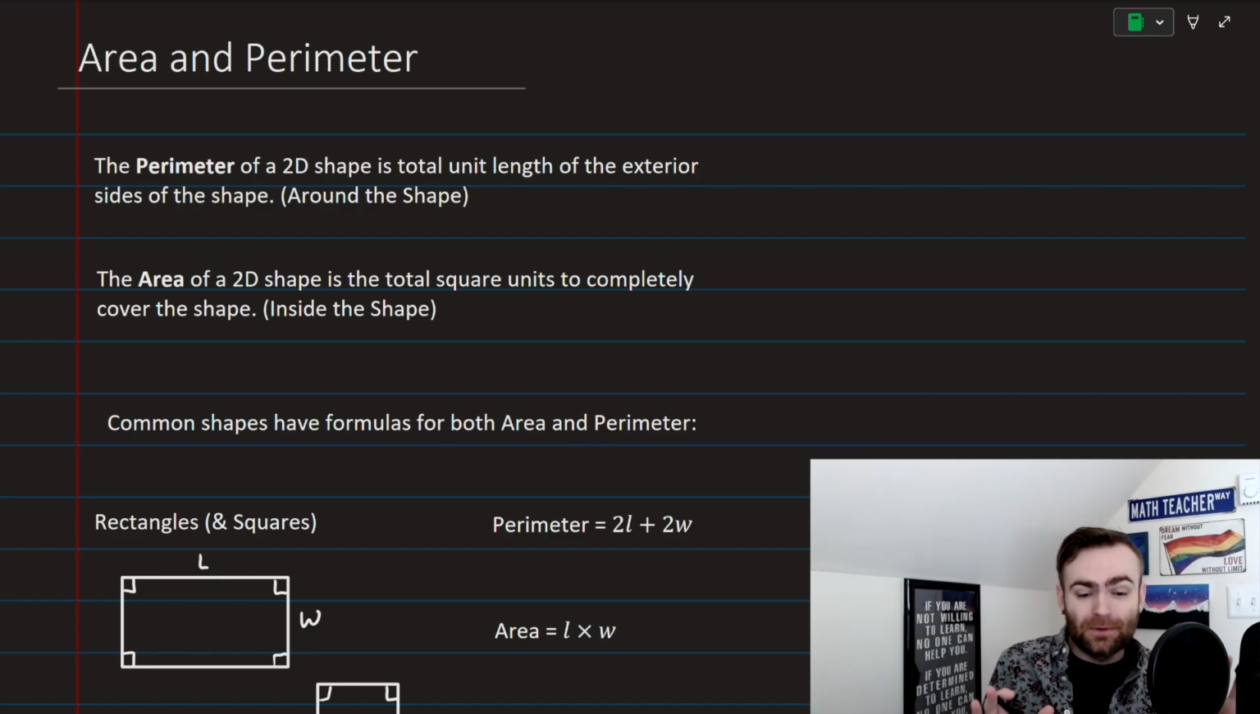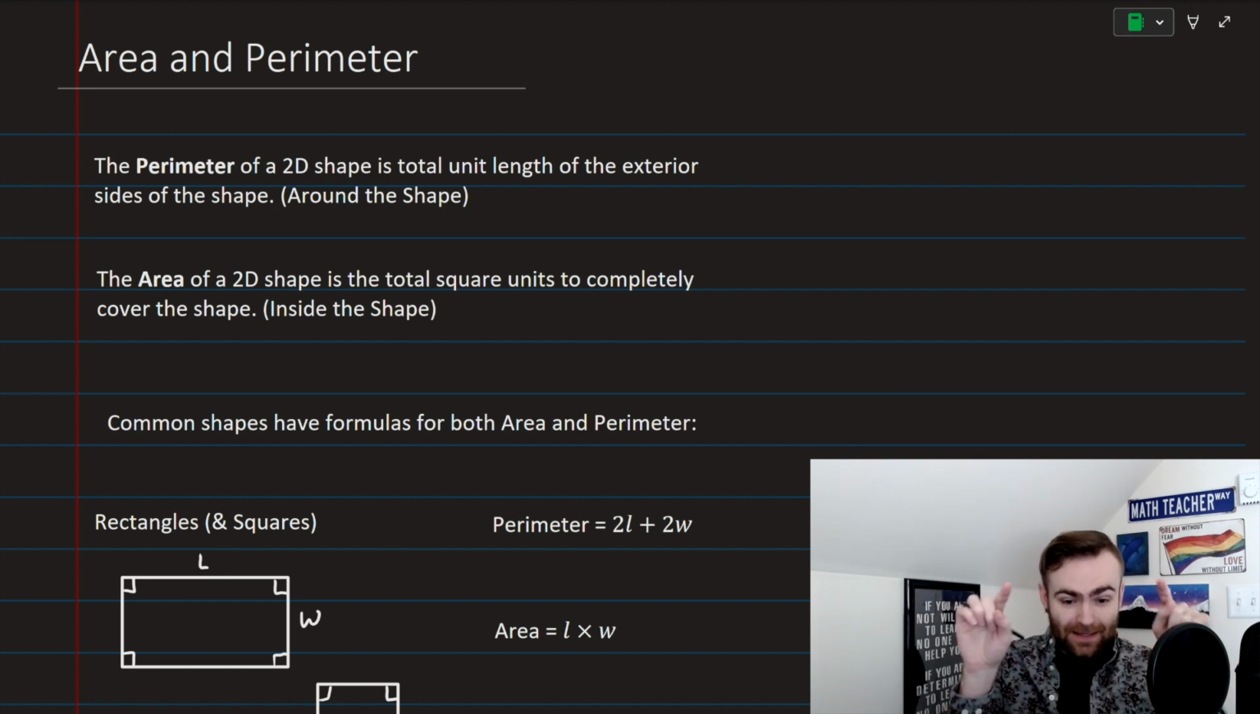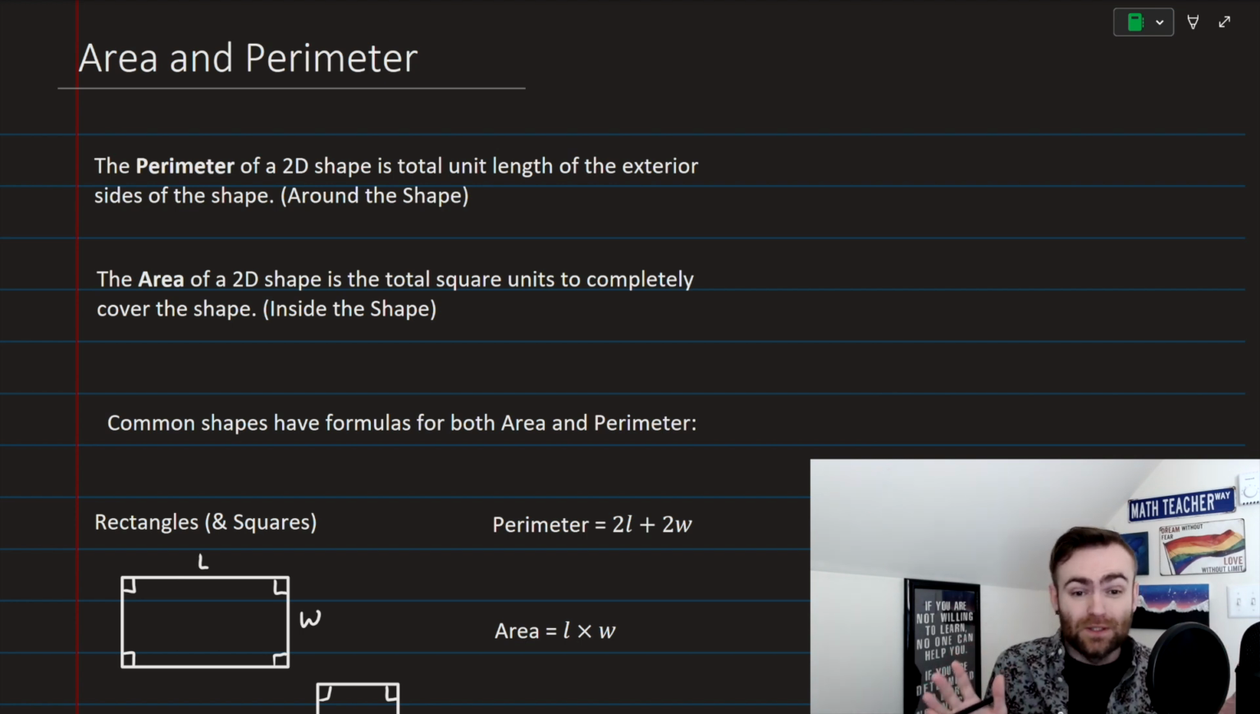Let's talk area and perimeter. So the perimeter of a 2D shape is the amount of total units around the outside of that shape, and the area is the number of square units, or little tiny squares, that we can use to completely cover the inside of the shape. So a lot of the typical shapes that we use have very common formulas, and we'll talk about each of those now.